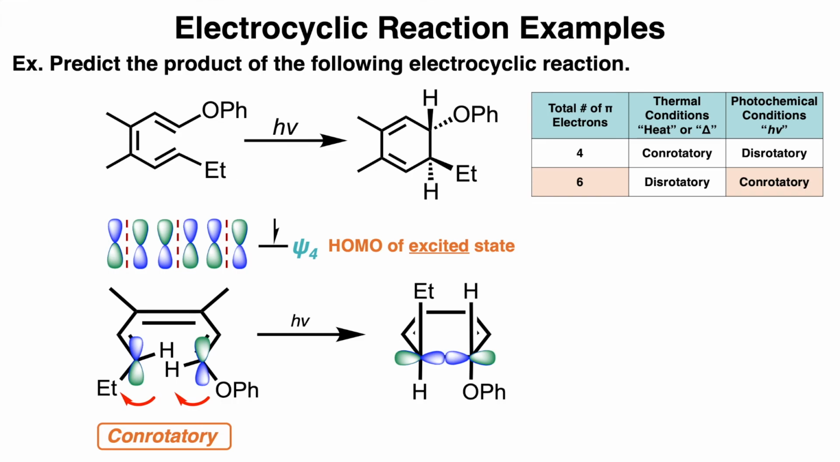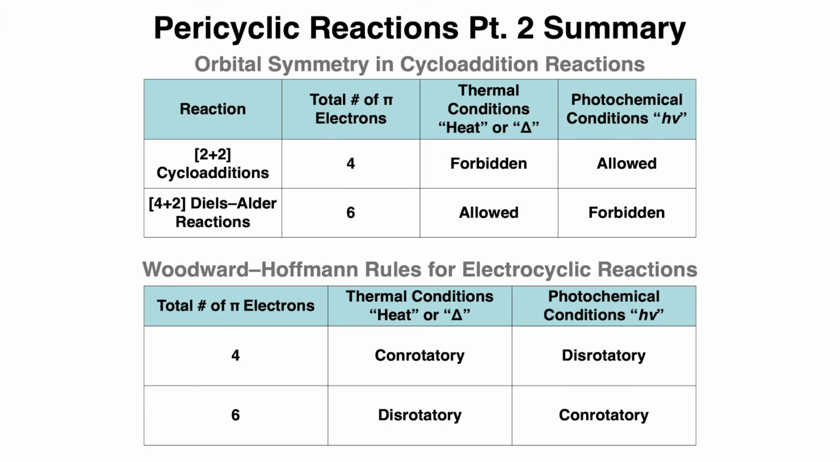So in summary, cycloaddition reactions rely on the HOMO of the diene and the LUMO of the dienophile to align in order for the reaction to occur, and its conditions, whether it be under heat or light, will dictate whether the reaction can happen. And in electrocyclic reactions, the Woodward-Hoffmann rules tell us what type of rotation of the terminal orbitals in the HOMO are necessary for the product to form.